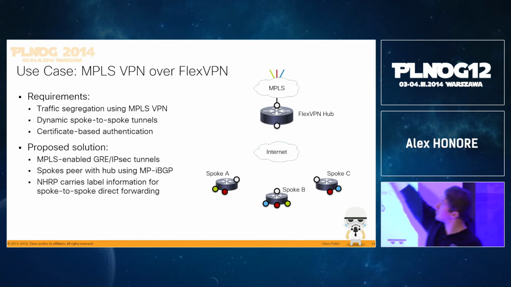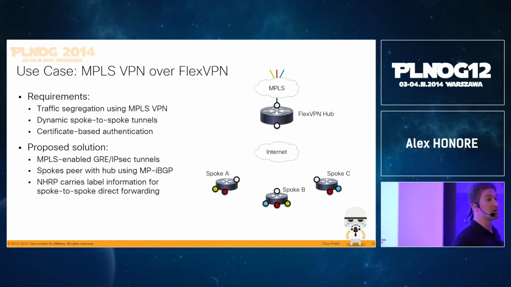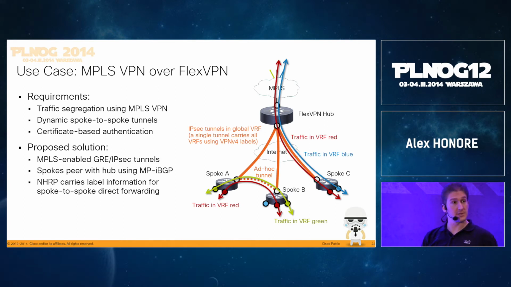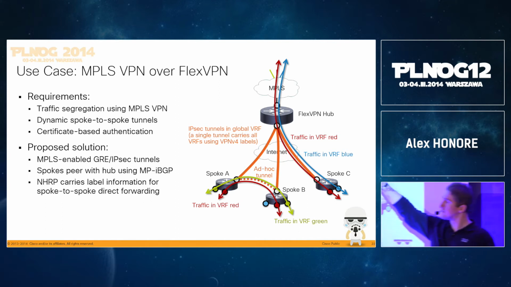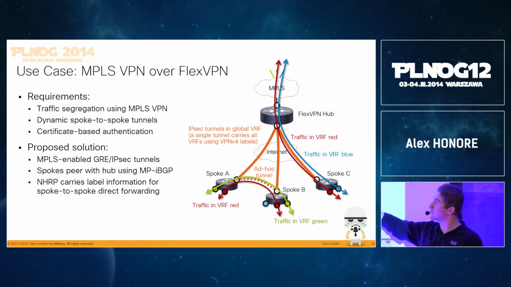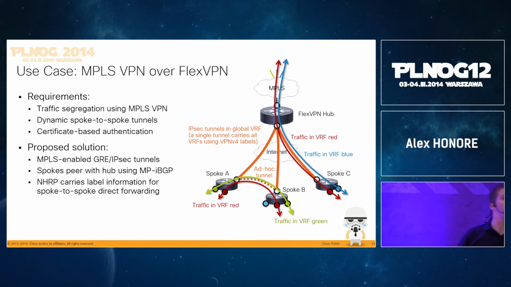So I have my MPLS core behind the hub, and I'll have my spokes peer with the hub with VPNv4, with MP-BGP, and they will exchange VPN prefixes. And I will use a single IPsec tunnel between my spokes and my hubs to carry each VRF. So per VRF I will have one VPN label, but it will all be transported over the single IPsec tunnel in the global table. So VRF blue and red, they are both going over the same IPsec tunnel.